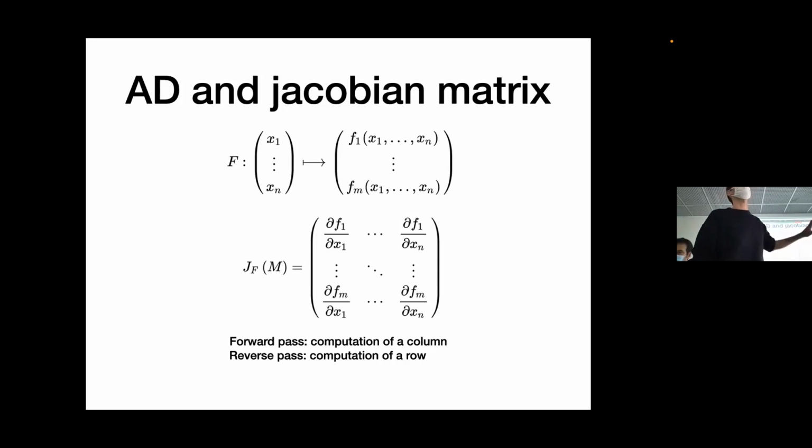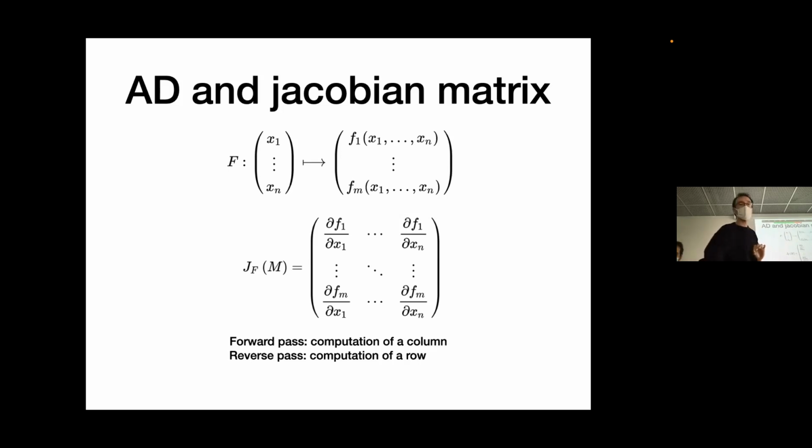If we want to compute the full Jacobian matrix, it's almost the same. You will have to compute all the columns or all the rows. But if you want to apply this in machine learning, what is a typical setting? In machine learning, we may have a large input space, so N can be very, very large. Imagine an image, any kind of data. But the output is usually just the loss, so it's a scalar value. So M is equal to 1.